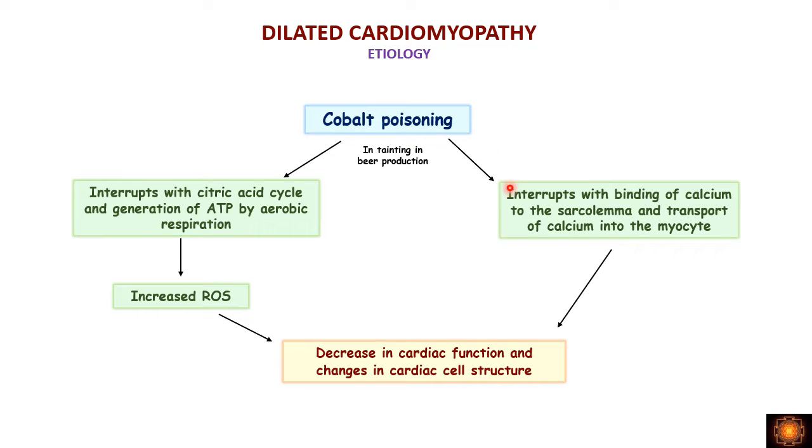Not only that, the cobalt will also interrupt the binding of calcium to the sarcolemma and also the transport of calcium into the myocytes. So that will also cause dysfunction of the cardiomyocytes. So there is a decrease in cardiac function and also changes in the cardiac cell structure because of the cobalt poisoning.